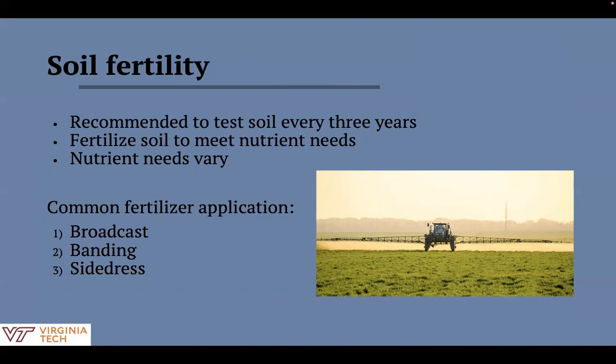3 ways are most commonly used to apply commercial fertilizer to your crops: broadcast, band, and side dress. Broadcast spreads fertilizer across the field before planting your crops. Banding is more precise as it is an application of a thin band of fertilizer next to the seed. And side dressing is done partway through the season and applied very close to the base of the plants.